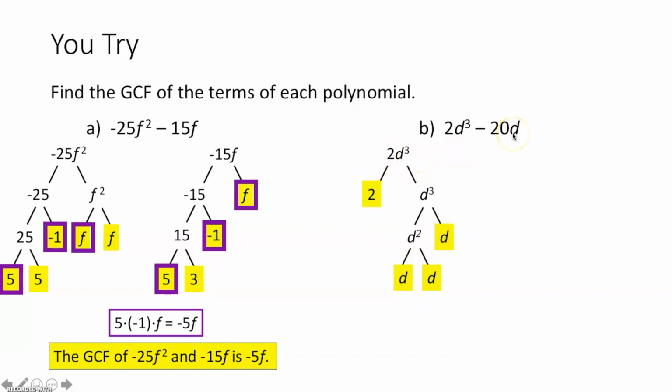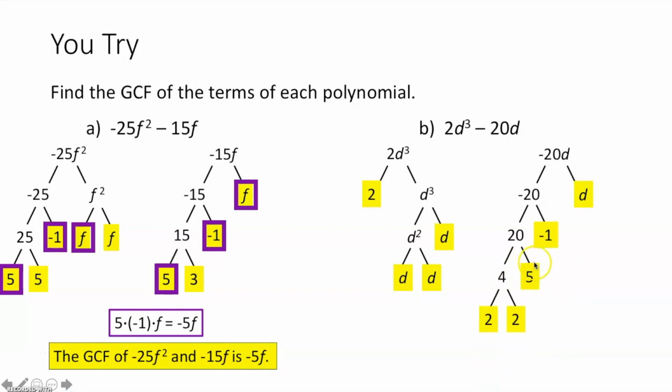Now what about negative 20d? Well, let's break it up. First, the number and the variable, we separate those. Those multiply together to make this. The d is already done, but the negative 20 we can break up more. Now, anytime it's negative, we said we want to take out that negative 1 first, and then we can break up the 20. Two numbers that multiply together to make 20 would be 4 and 5. And then 4 breaks down more into 2 times 2, but the 5 is already a prime factor, so you're done.